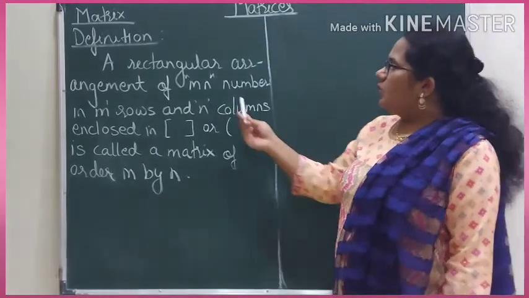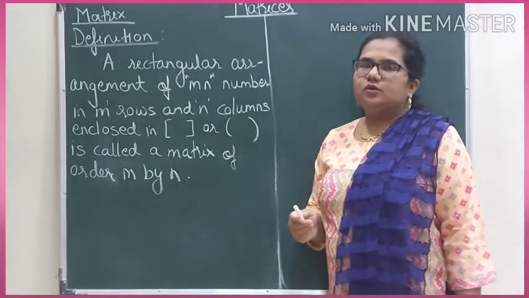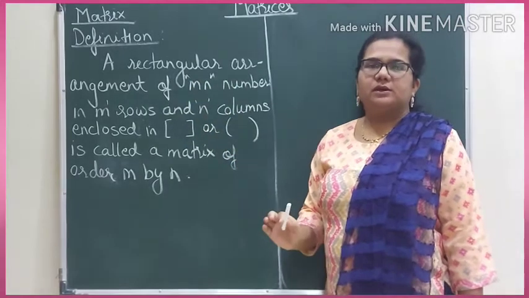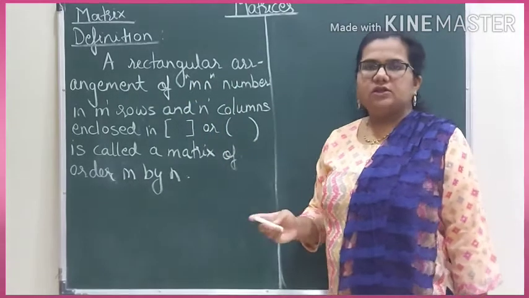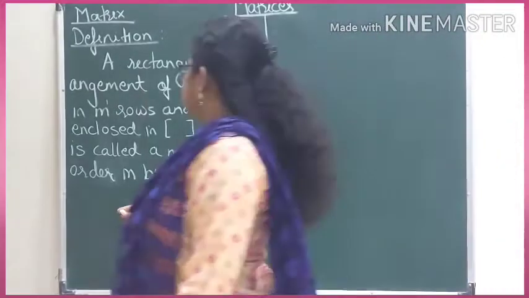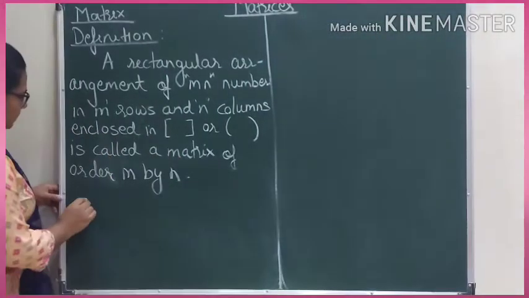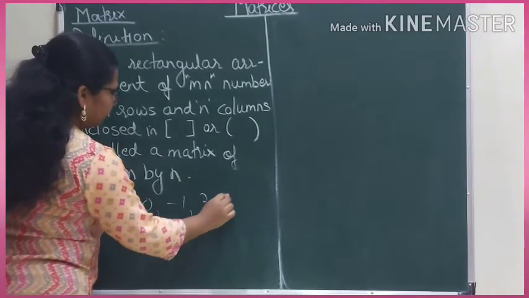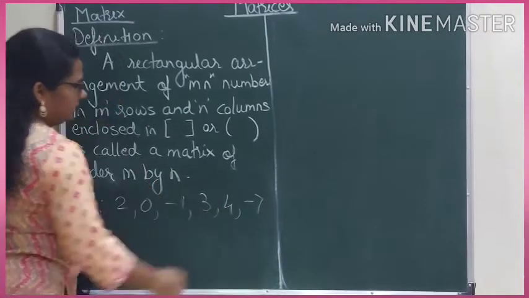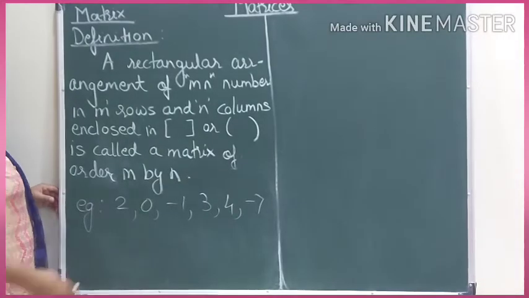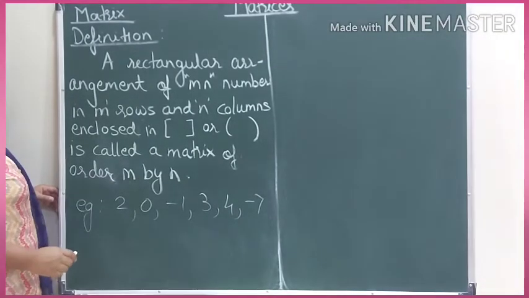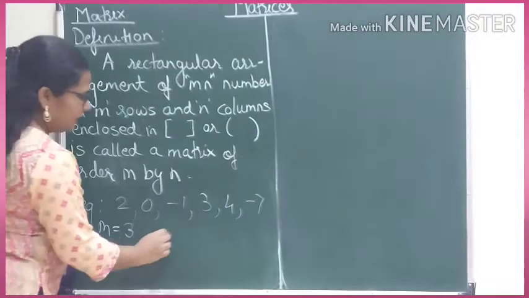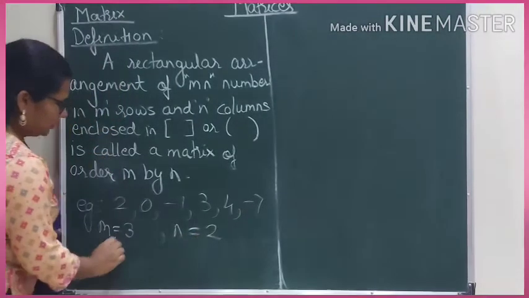Okay. Now, what is m and n? These are two natural numbers. So, you can see it is just an arrangement of numbers. To understand the definition, we will take one example. Suppose I take 6 numbers. These are my 6 numbers, and I have to arrange these 6 numbers in 3 rows. That means m is equal to 3 and 2 columns, that is n is equal to 2.